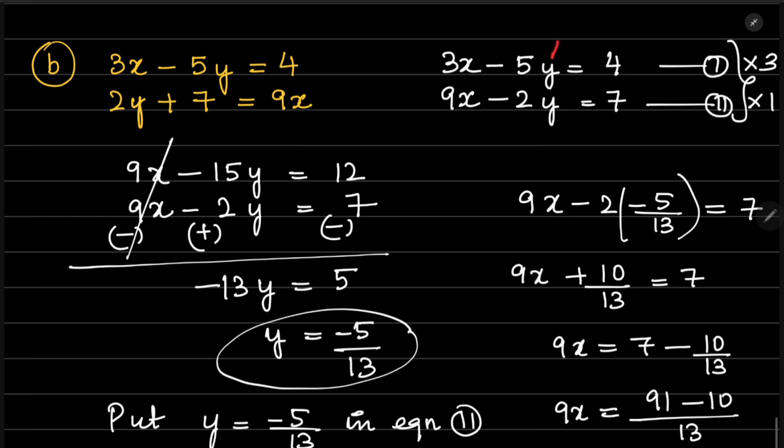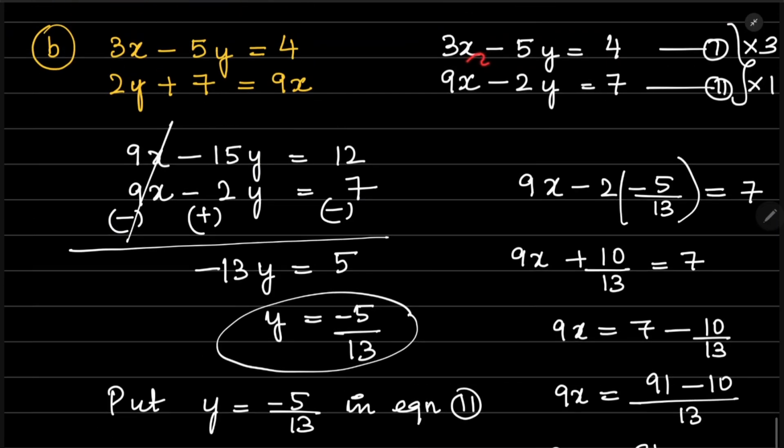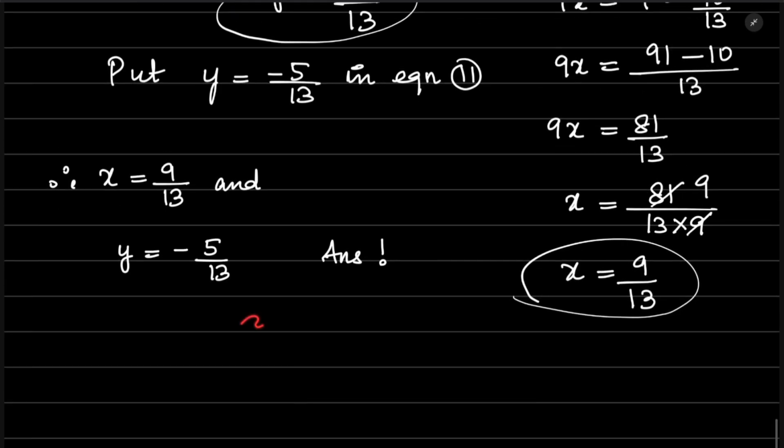In place of your y, substitute minus 5 by 13, and just verify if it is equal to 4. I'm leaving it to you to do as your homework. You can substitute the value of x and y in any one of the equations and you should be getting your value as 4. That's just to validate if your x and y were correct. Let's go on to the next question.